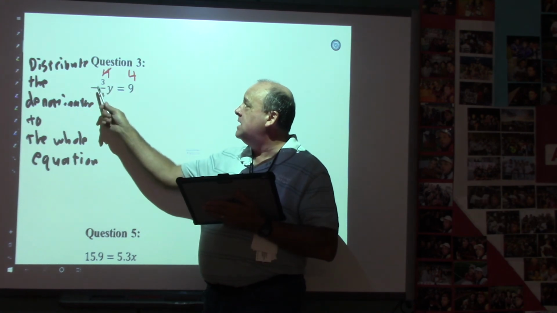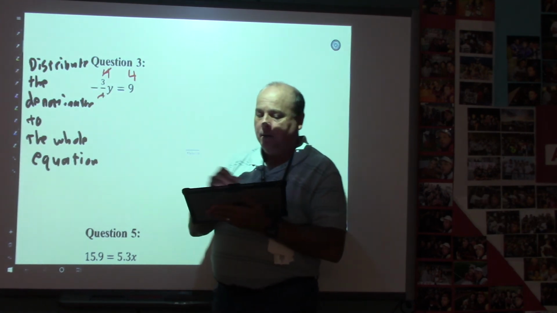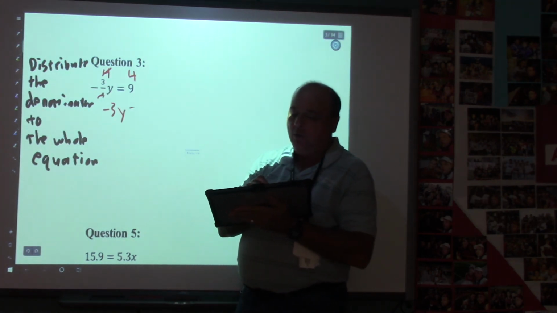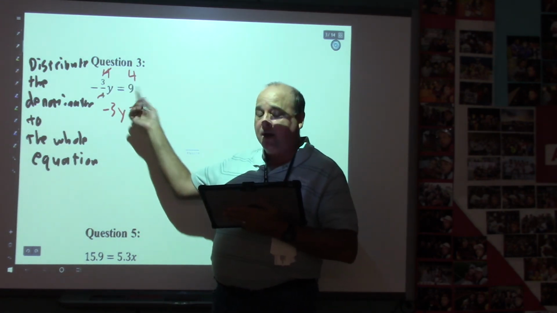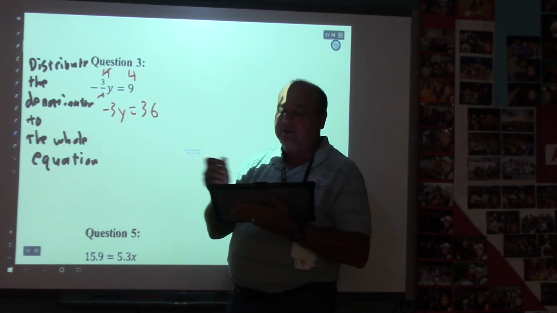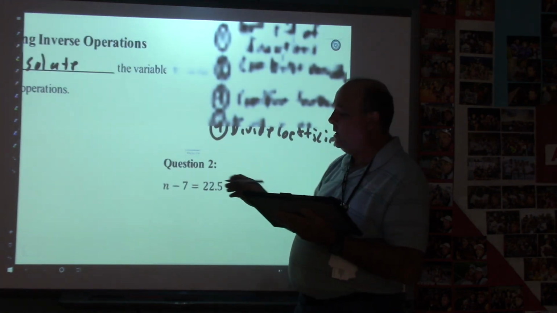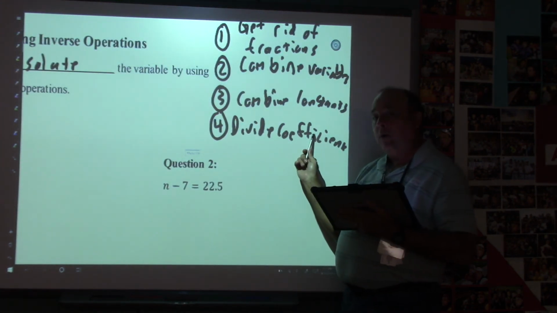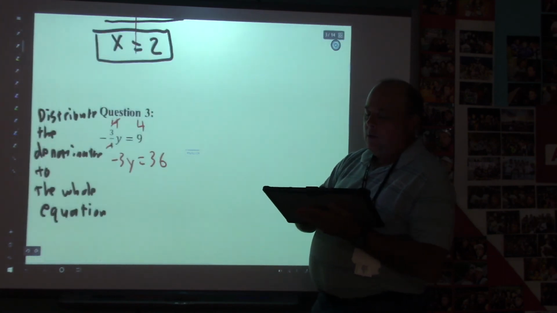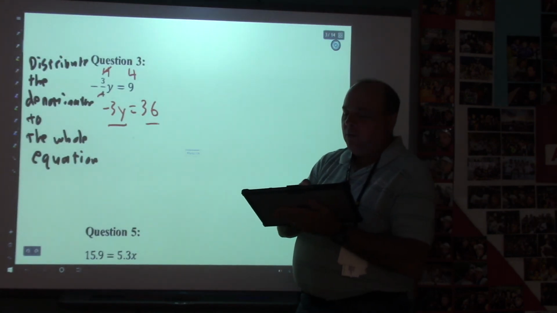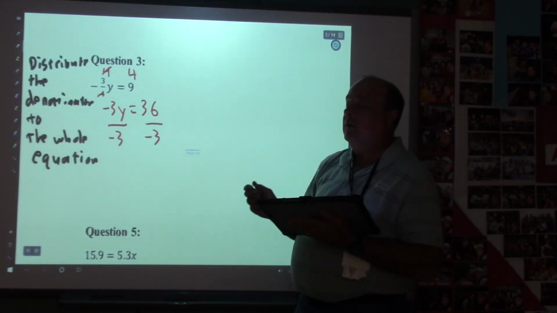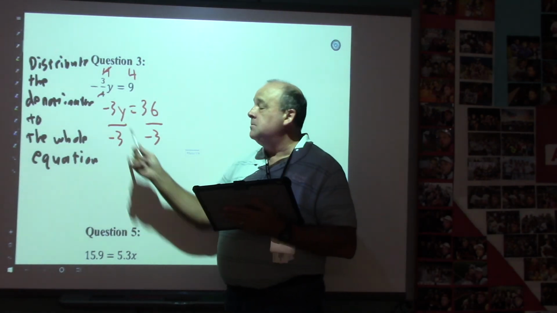Now then on the left side, I just got negative 3y on it. Equals, and what will this be? 4 times 9 is 36. And the last step, if you look over here, we had to do 2 steps on this one. The last step is to divide by the coefficient, right? Okay, so I'm going to draw 2 fraction bars and I'm going to divide by negative 3. The negative 3 is my coefficient.